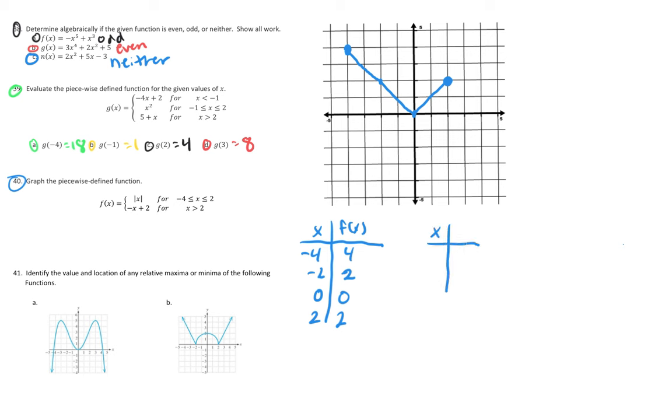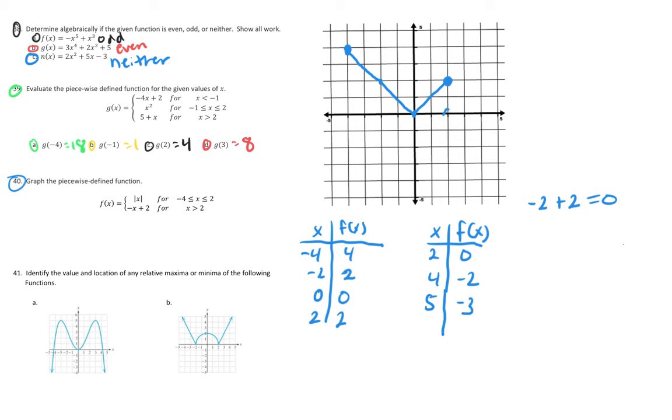Now we can do the same thing for the next part. So if we plug in 2 there, we'll get negative 2 plus 2 is equal to 0. So whenever we plug in 2, we get 0. Then we could plug in 4, and we would get negative 2. We can do one more. Let's do 5, negative 3.